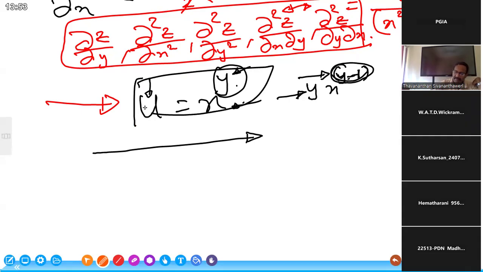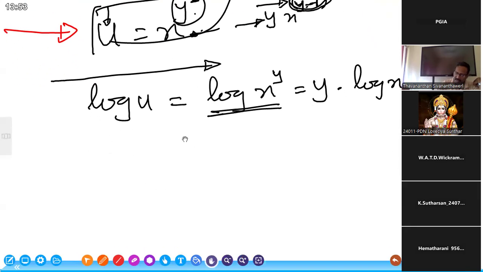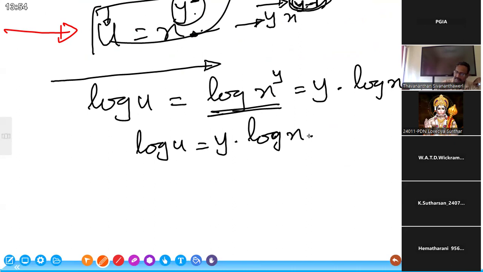Take the log. log u is equal to log x to the power y. How can we write this further? The log rule I mentioned: this we can write as y into log x. Can I? Yes or no? Yes, sir. Now my question is simple. log u is equal to y into log x. Now try.